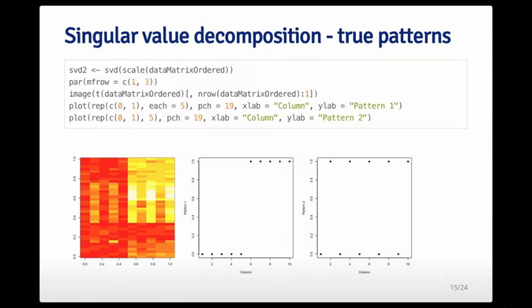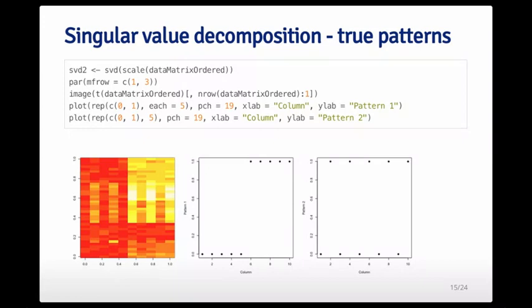And if we plot what the truth is, in the middle plot here, the first 5 columns have a lower mean, and the second 5 columns have a higher mean. That's the first pattern. And then the second pattern shows that the first column has a mean of 0, the second column has a mean of 1, the third column has a mean of 0, and the fourth column, etc. So there are 2 patterns here. One is this shift pattern, and the second is this alternating pattern.